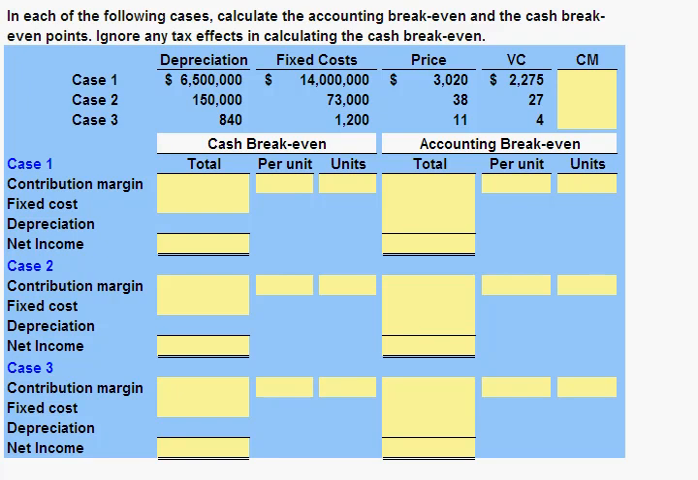In each of the following cases, calculate the accounting break-even and the cash break-even points. Ignore any tax effects in calculating the cash break-even. For case 1, the contribution margin per unit is $745.